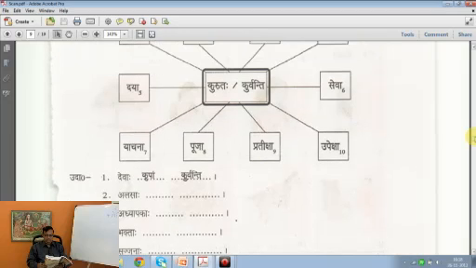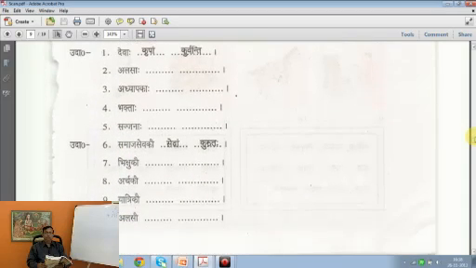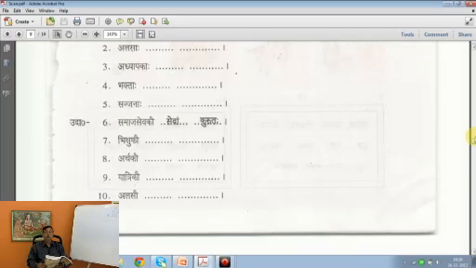Bhikshukau, two beggars. Yachanam kurutaha. We don't use anymore kurvanti or karoti. Karoti singular, kurutaha dual, kurvanti plural. So, bhikshukau yachanam kurutaha. Yachana being request. Yachana means request. Two beggars are requesting.